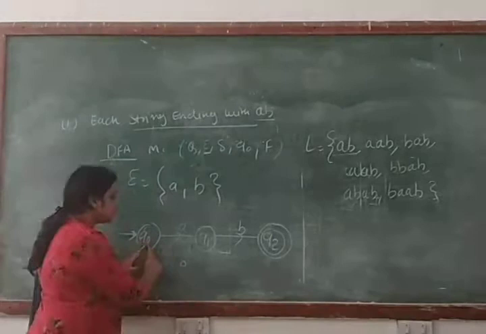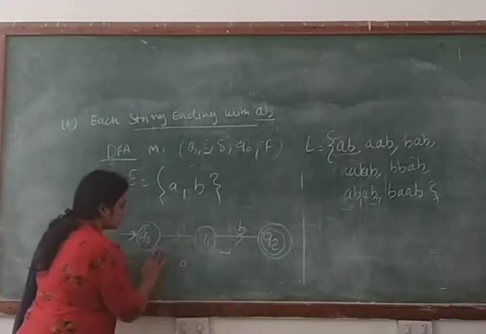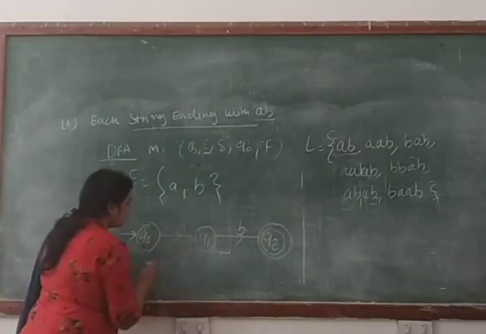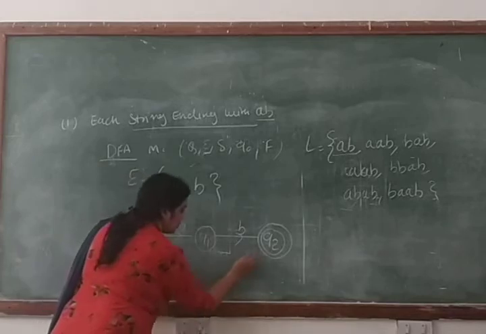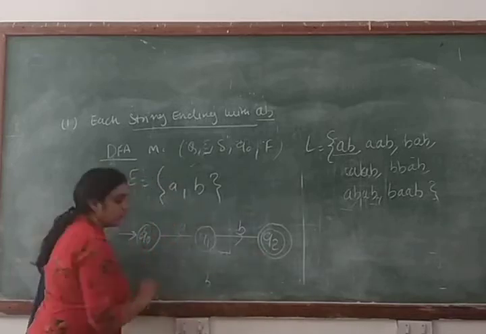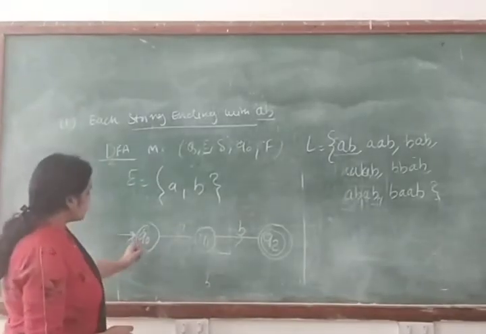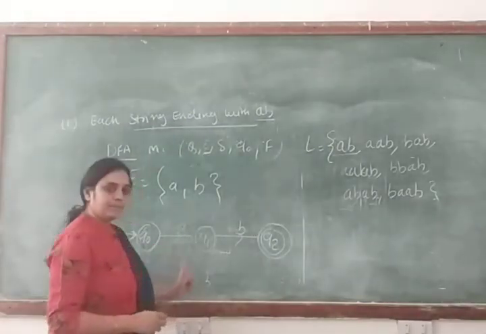Now we will make a transition from Q0 to Q2. So if you are making a transition from Q0 to Q2, then what will happen? In that case, your machine will accept only a small b. Clear?